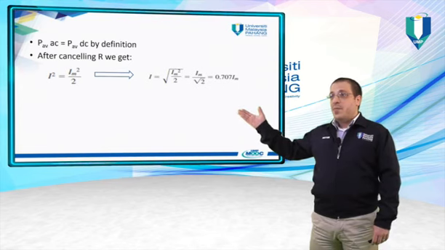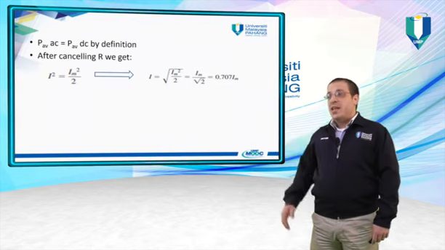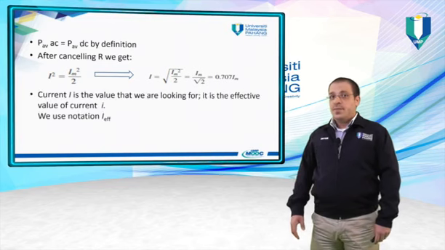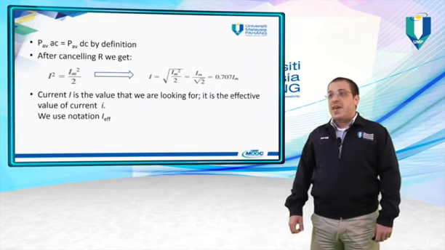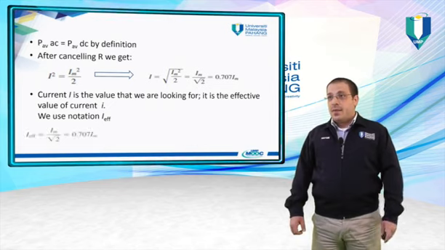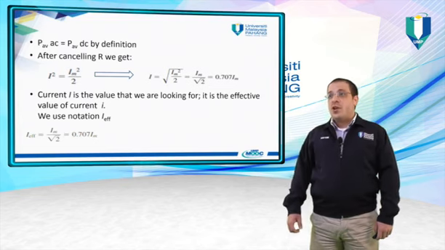I is for the DC and Im is for the AC. So, with some manipulation, we get I equals the square root of Im squared divided by 2, which equals Im divided by the root of 2, or equals 0.707 Im. So this is the relation between IRMS and Im, the peak value. The current I is the value that we are looking for. It's the effective value of current I. We use the notation I effective.